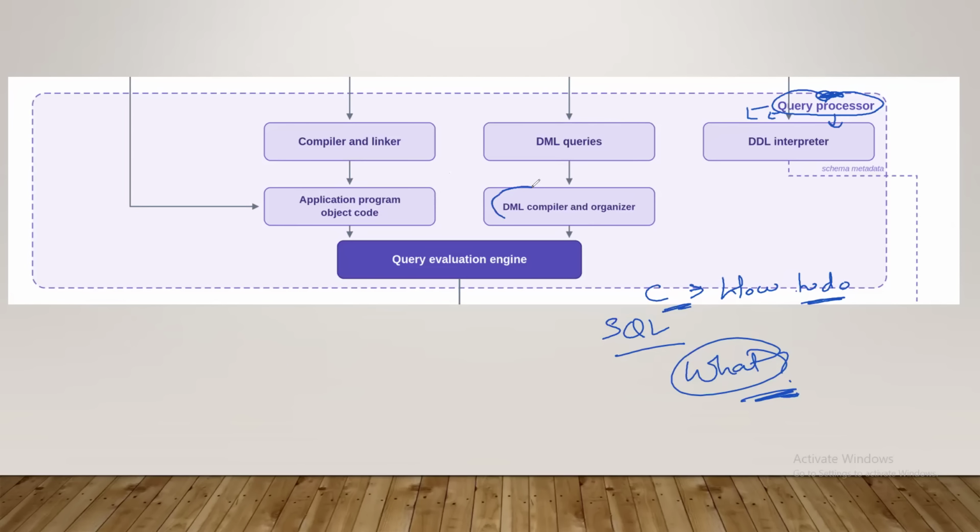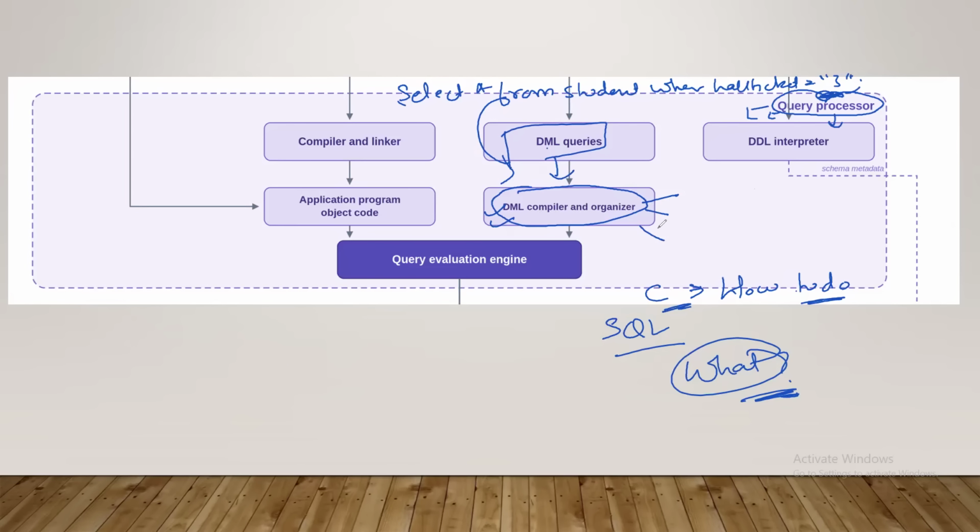So I'll start from this part, the DML compiler and organizer. That is the main part of the query processor. So what is happening when you are giving that query, select star from student where hall ticket is equals to 3? That is the thing. So what will happen with this? It will come in as DML queries, and then it will go to the compiler and organizer.